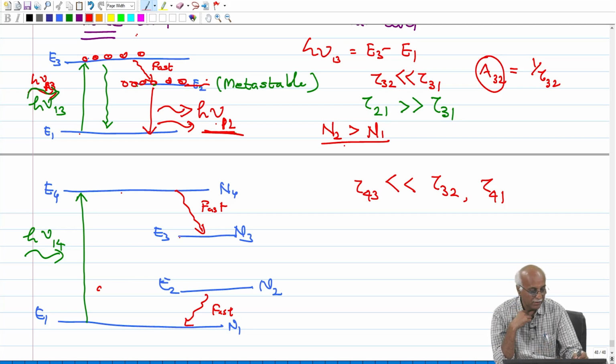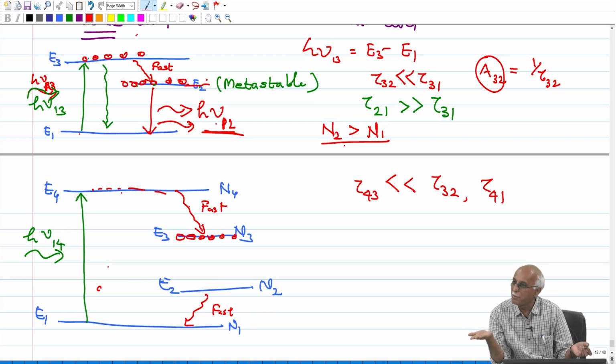So, what will happen? All excited atoms will end up here, isn't it? From here they will come here and then they will immediately come down to this level, is it okay? And the E2 level is above the ground level. So, as per Boltzmann law in thermal equilibrium, it will be almost empty, isn't it? Population will be very small. Over and above, the spontaneous decay is also fast.